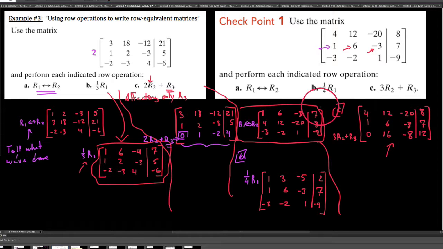So in the next video we're going to look at using a method of writing our matrices using these elementary row operations into what we call row echelon form.